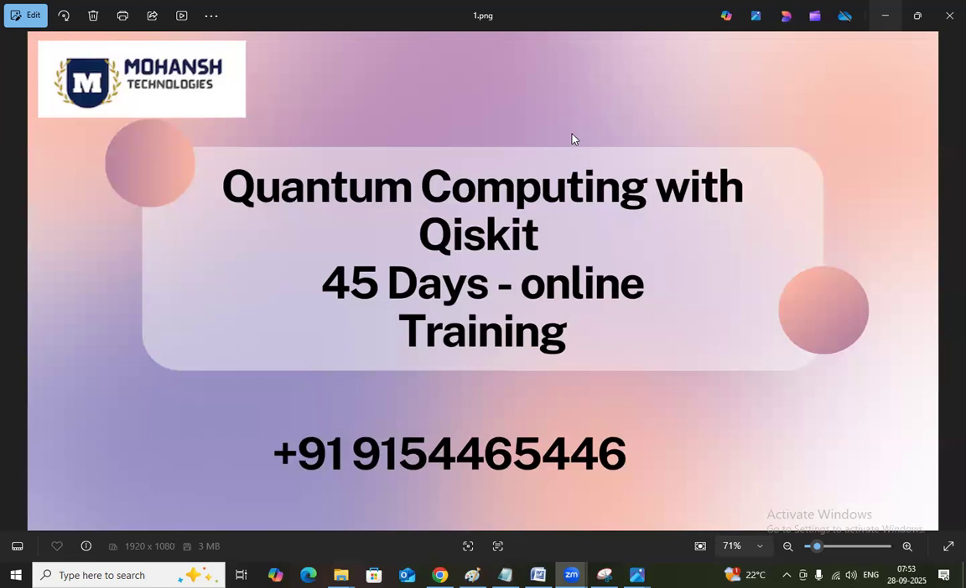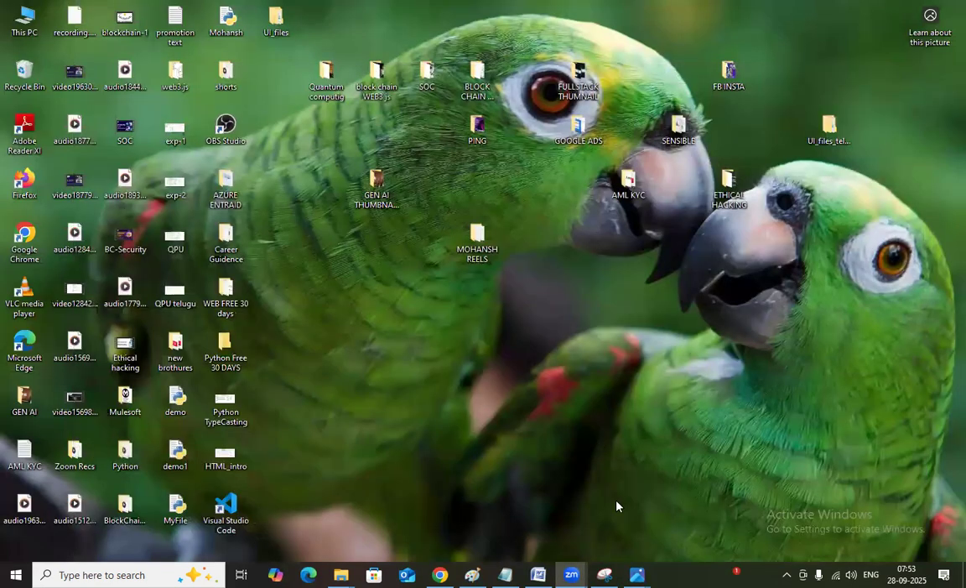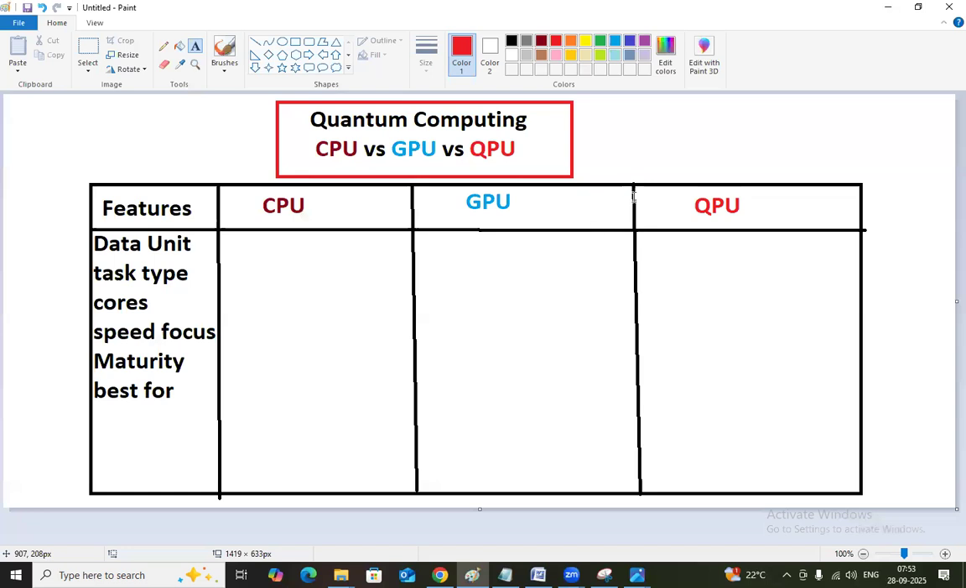Now we try to understand what the major difference is between CPU, GPU and QPU. We try to understand each and everything in a simple process. Okay, let me open Paint here. See this diagram, I just drew the diagram. I have given a table here: in quantum computing, CPU versus GPU versus QPU.